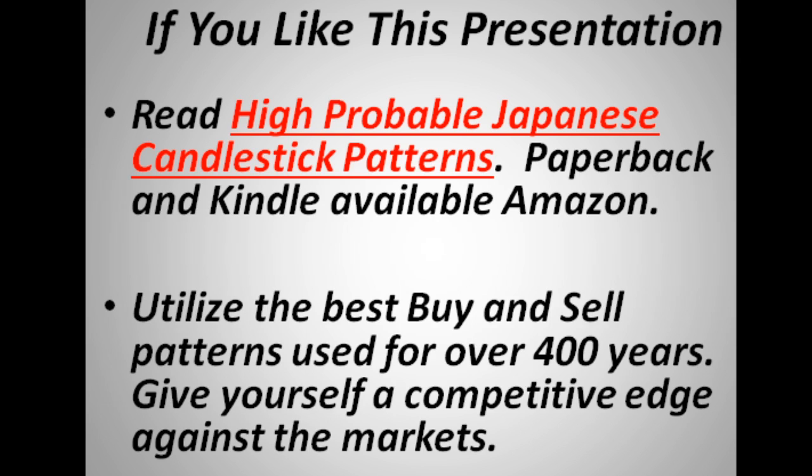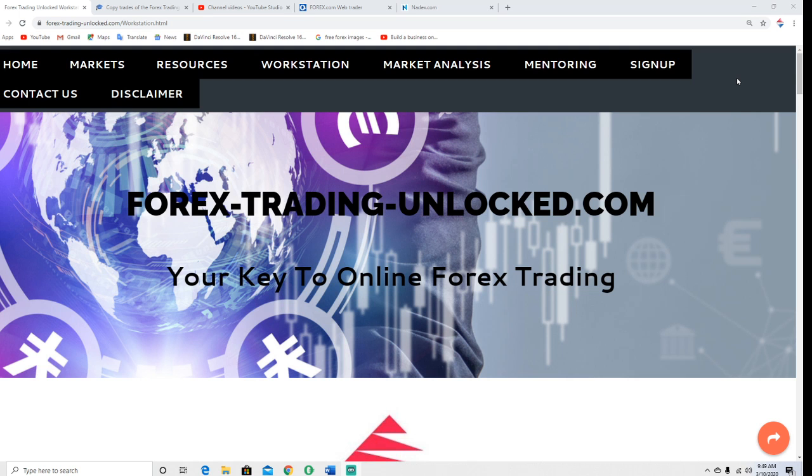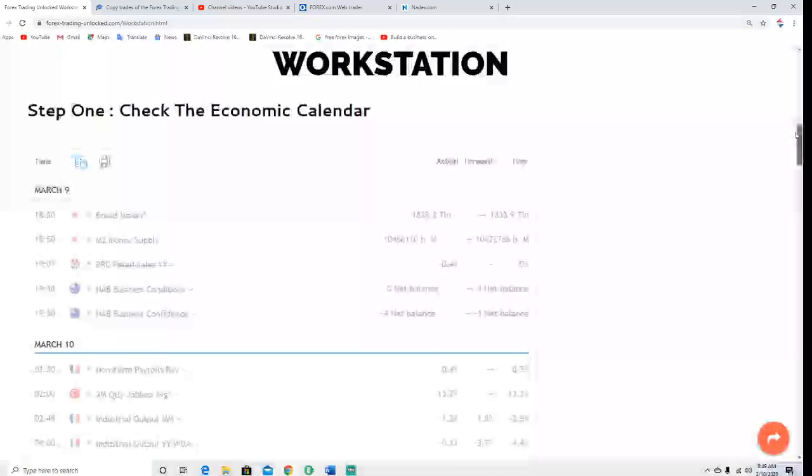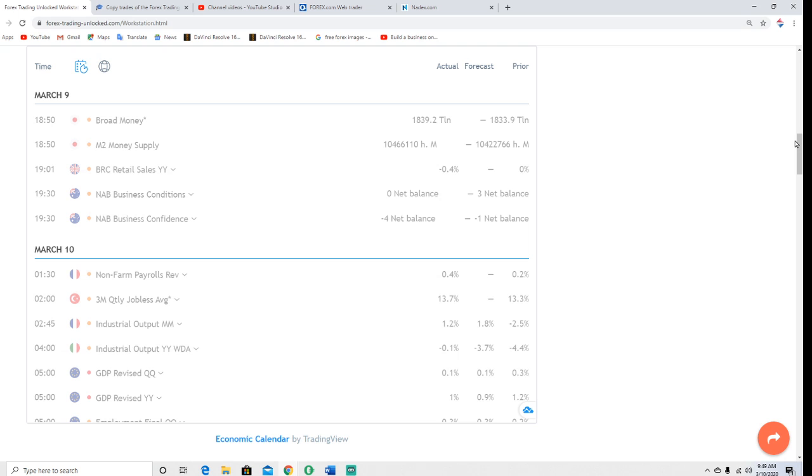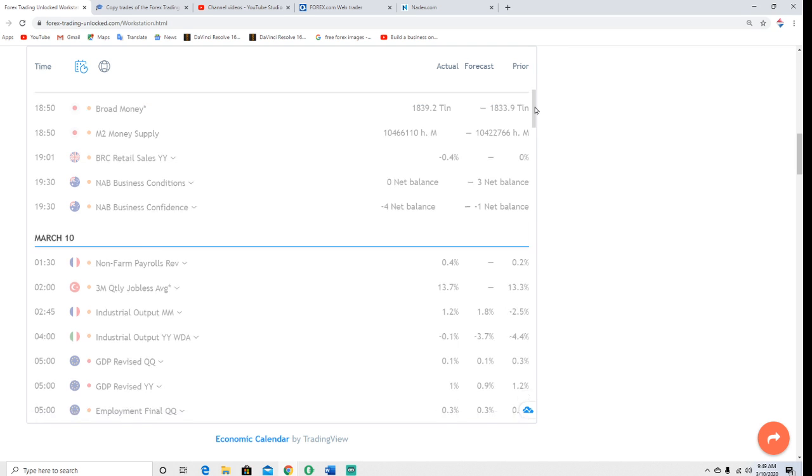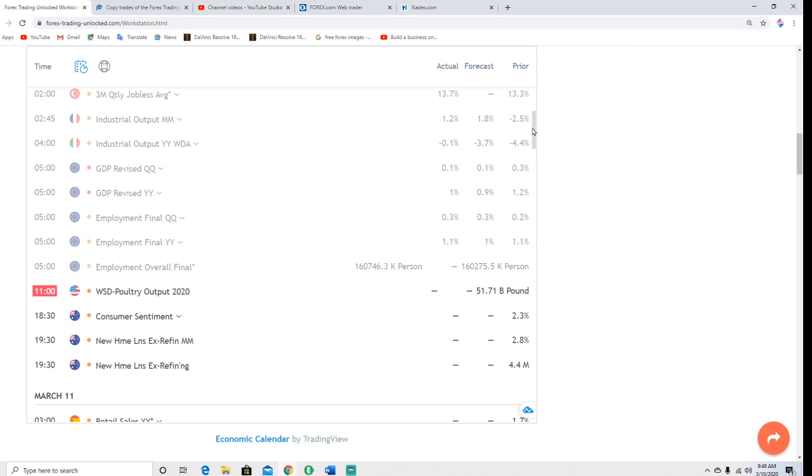And now let's take a look at what we're talking about. So we're at the Forex-Trading-Unlocked.com website. We have the workstation page already pulled up, and we are just going to toggle down real quick. Numbers for the 10th actually are pretty much, let's see, we've got most of them done.